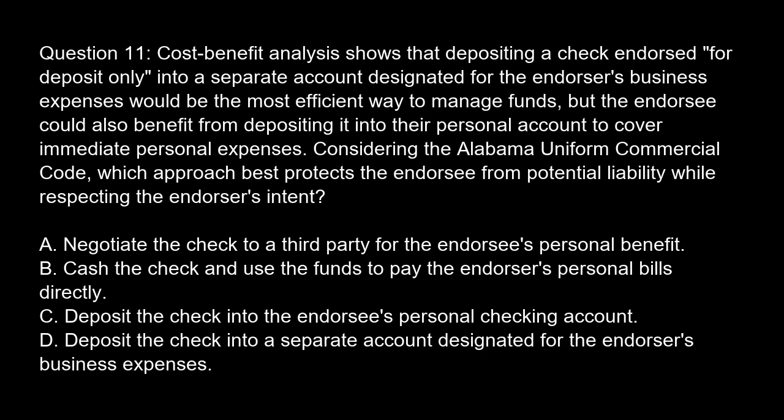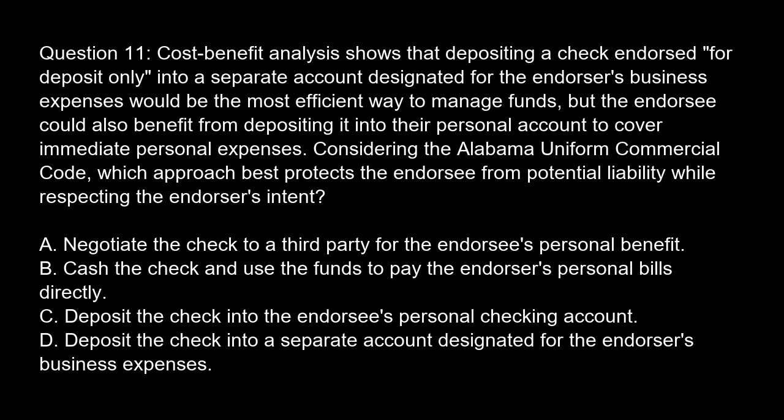Question 11. Cost-benefit analysis shows that depositing a check endorsed for deposit only into a separate account designated for the endorser's business expenses would be the most efficient way to manage funds, but the endorsee could also benefit from depositing it into their personal account to cover immediate personal expenses. Considering the Alabama Uniform Commercial Code, which approach best protects the endorsee from potential liability while respecting the endorser's intent?